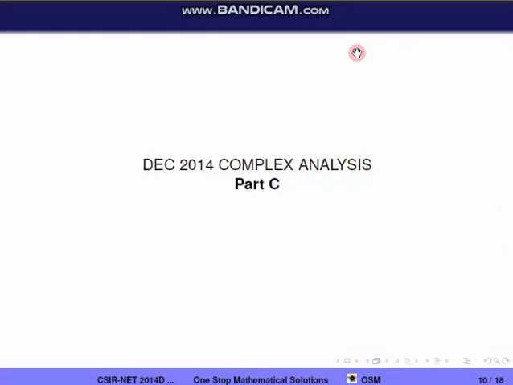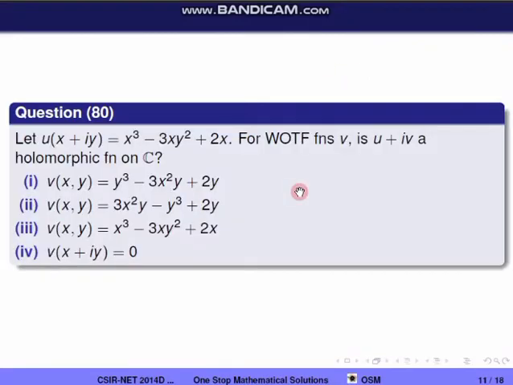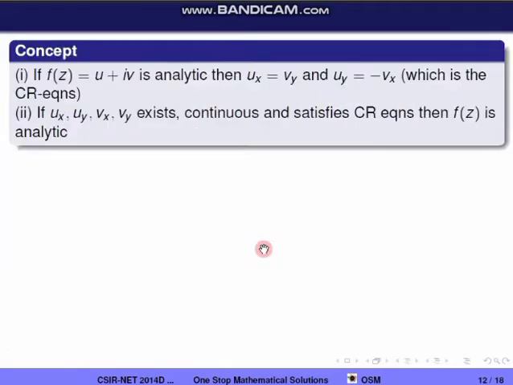Now we will move on to the part C questions. Question 80. Let u of x plus iy is equal to x cube minus 3xy square plus 2x. For which of the following functions v is u plus iv a holomorphic function on C? So they are given a function u. We have to check for which of the options u plus iv becomes a holomorphic function. So we look into the concepts.